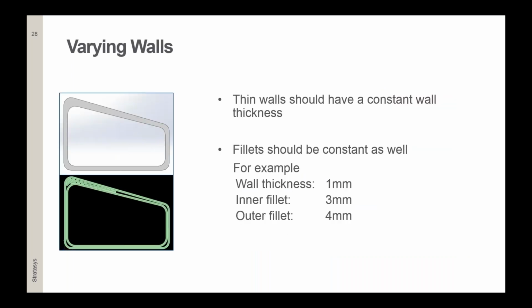The same rules apply to varying wall thickness along the X and Y plane. So when using fillets, adjusting the inner and outer fillet to keep the wall thickness constant is recommended. For example, in this example, we have varying wall thickness, and to correct it, we have one wall thickness of 1 millimeter. We use an inner fillet of 3 millimeters, so we would like to have an outer fillet of 4 millimeters.